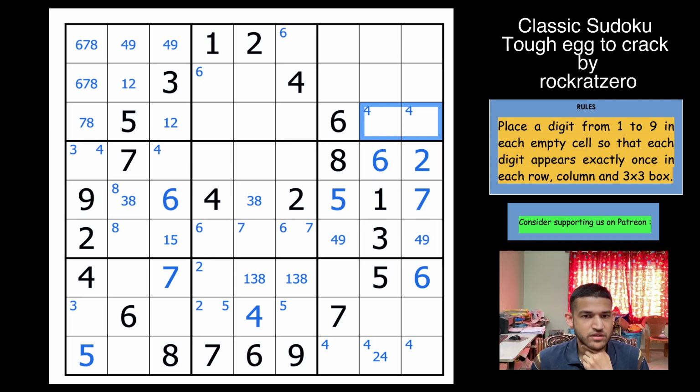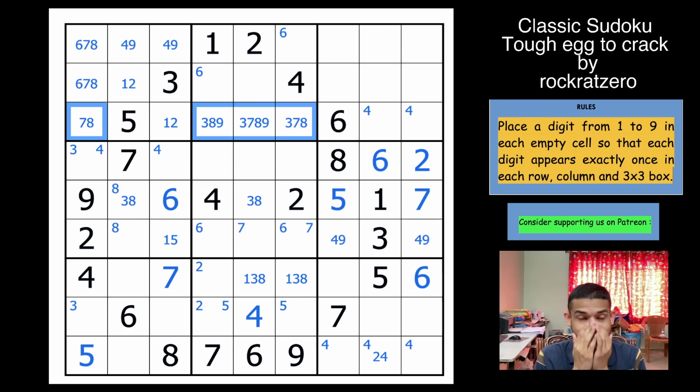So pencil mark almost everywhere except this area. Really bothers me. Let's see, what do those cells contain? 3, 7, 8, 9, right? 1, 2, 4, 5, 6. So 3, 7, 8, 9. This can't be 9. This can't be 7. Do we get something? Oh, beautiful.